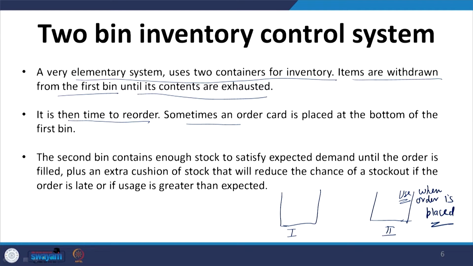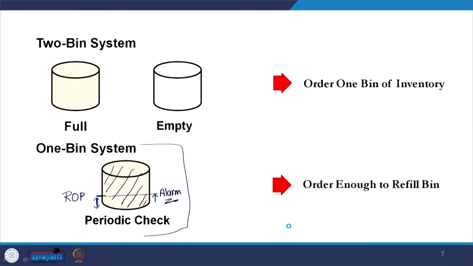So, the second bin actually keeps the safety stock. So, first bin and the second bin, 2 bins are there. Here when the first bin becomes empty, the second bin is there, and then you have started using the second bin and you have placed the order. So, 2 separate bins give you a better visibility, and the second bin acts as a reorder point. So, you have separated your order quantities in 2 parts.